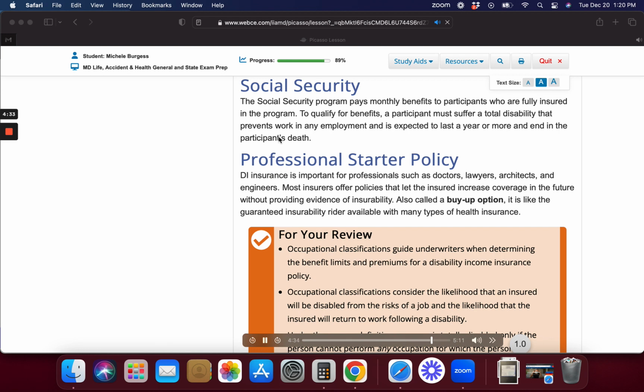Under the own OC definition, a person is totally disabled if the person cannot perform the material duties of his or her own occupation. Because the own OC definition is narrow, a person is more likely to be unable to perform the duties of his or her occupation, even if the person can perform those of another. So, a person is more likely to qualify for benefits under this definition. DI policy benefits are less than the insured's gross income. This encourages the insured to recover from the disability and return to work. Alternatives to a DI policy are Social Security and a professional starter policy.